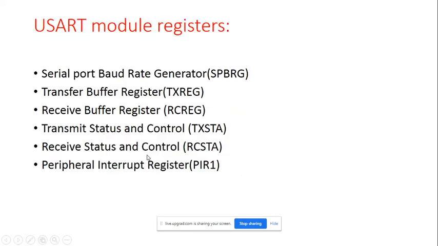Next, to support this UART module there are various registers available in the architecture of the 18F4520. These registers are the serial port baud rate generator, the transmit buffer register, the receive buffer register, the transmit status and control register, the receive status and control register, and the peripheral interrupt register 1. These registers support the UART module. One by one we will discuss each register separately.